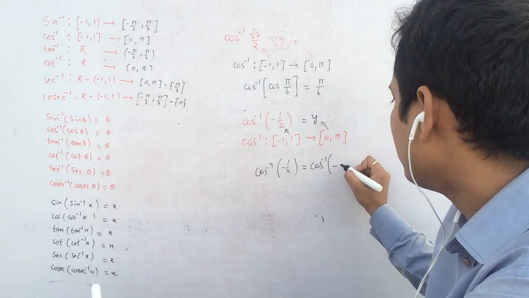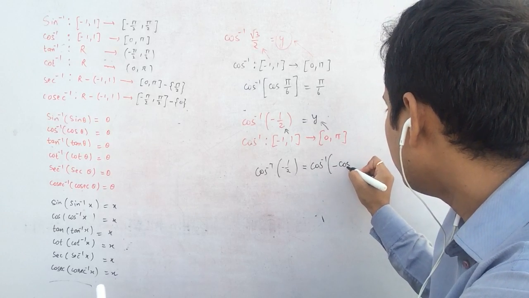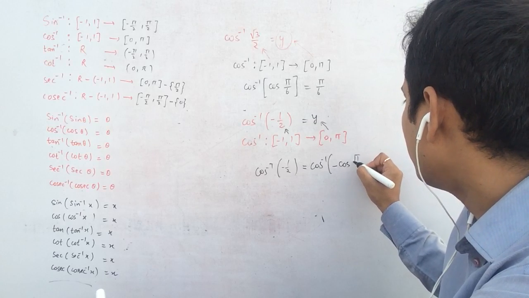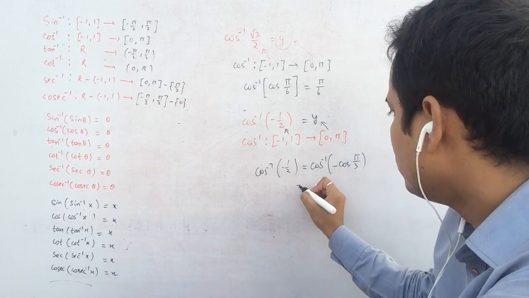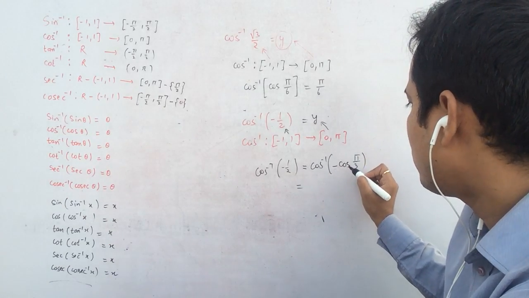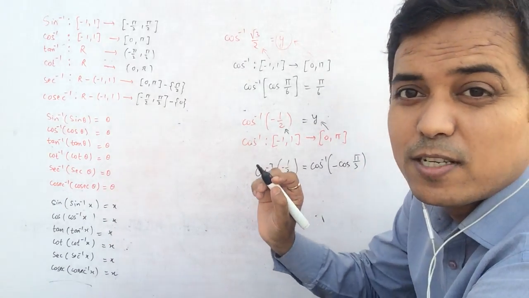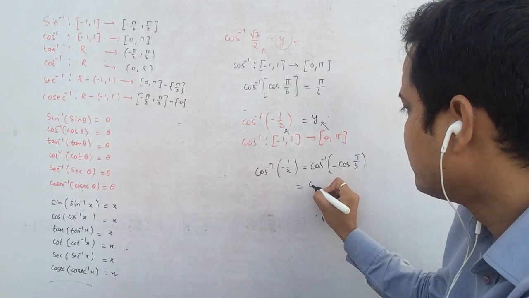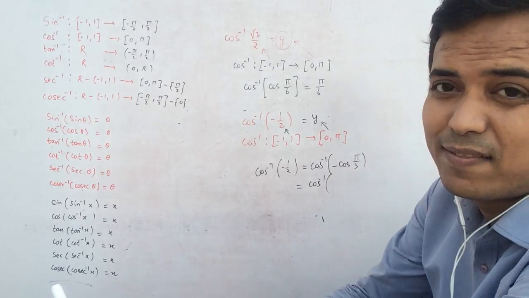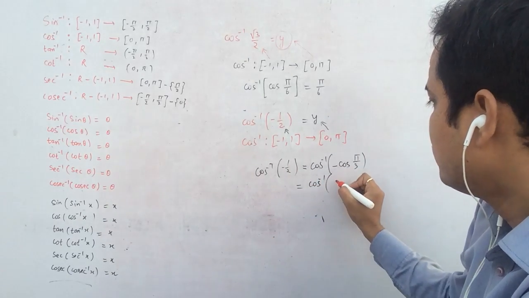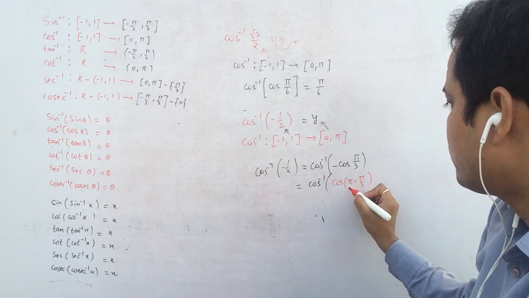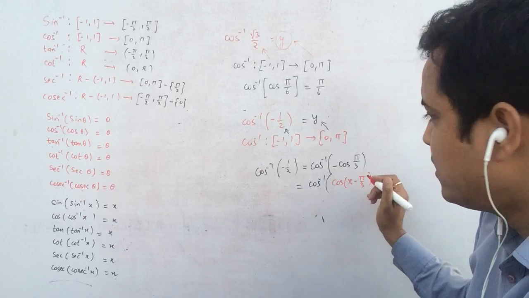1 by 2, and 1 by 2 is cos 60, which is pi by 3. So can we move the minus inside? No, we cannot, because cos of minus theta is positive cos theta, so we cannot move it inside. Now we have to think where cos is negative. In the second quadrant cos is negative, so you can write pi minus pi by 3. That means cos of pi minus theta is minus cos theta.